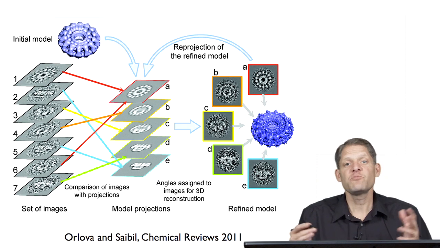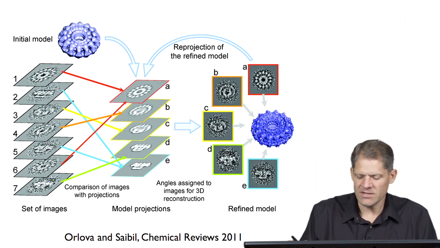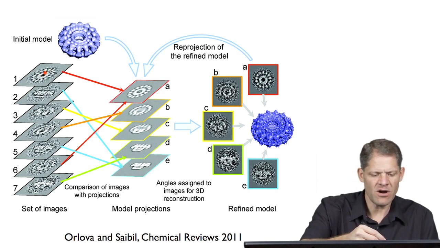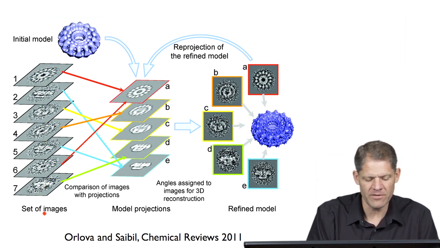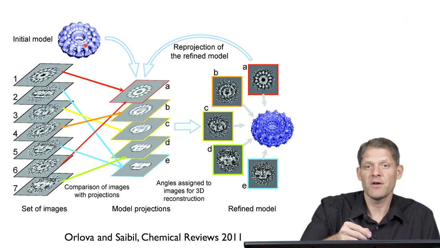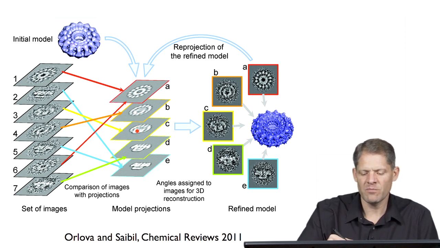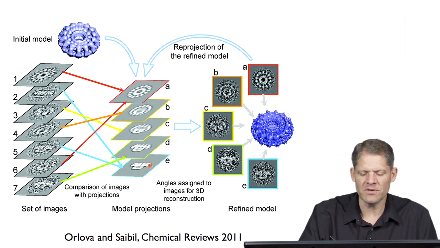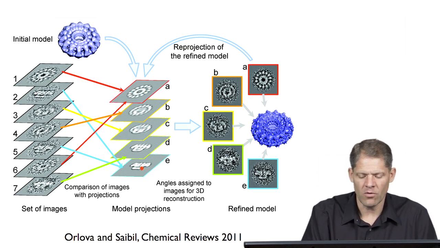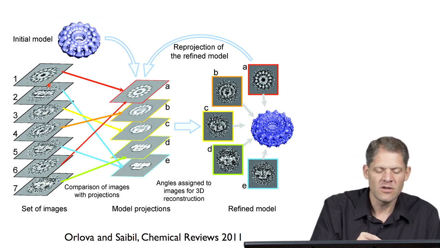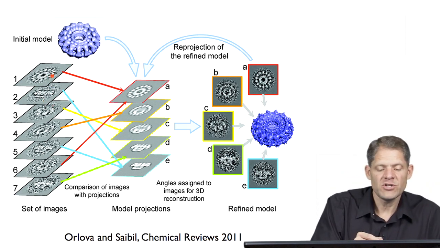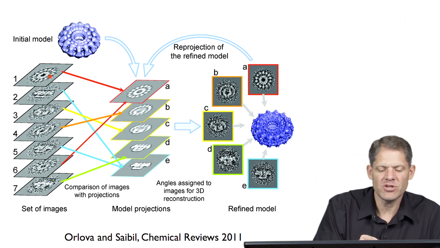This process is beautifully depicted in this nice figure from a recent review. The idea here is that these are the initial images, individual images of the particle of interest. And then there was an initial model. The initial model is reprojected into all different possible views. Here they're showing only 5, but there might actually be 40 or even hundreds later in the process. Then we take our initial images and we ask, usually using cross-correlation, which view of the particle does each of these images represent?